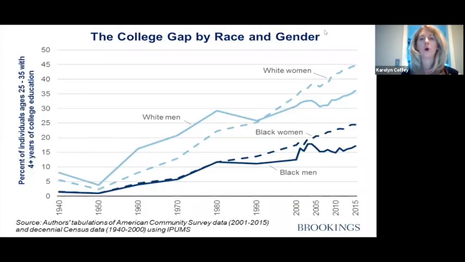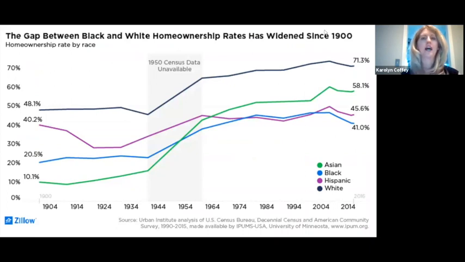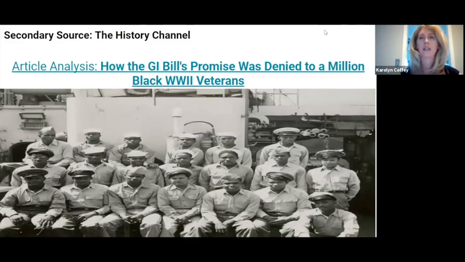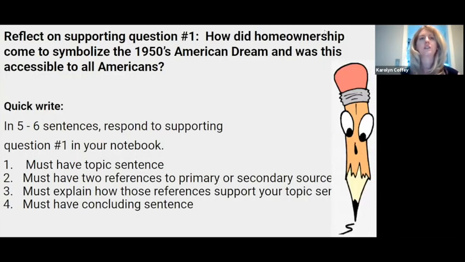And again, we know that's not the entire story, right? Not everybody was able to participate in those FHA programs. Even if you were a veteran returning from the war, frequently, if you were African American, you were denied access to getting an FHA loan. And so there's this article analysis that I created, a really good article from the History Channel that really talks about how the GI Bill was denied to African American veterans. And so that sums up just the first part of this unit.